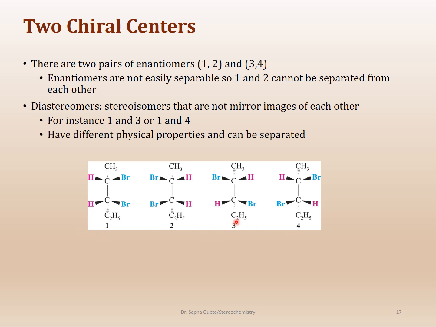However, 1 and 3 are diastereomers, 2 and 4 are diastereomers, 2 and 3 are diastereomers. That's the relationship between diastereomers, which means they're not mirror images of each other, but they're still related in some ways. So diastereomers are stereoisomers of the same compound, but not mirror images. The nice thing about diastereomers is that they have different physical properties and they can be separated out. Remember, we mentioned that enantiomers have exactly the same physical properties. You can't separate them out. It's very, very tough to separate enantiomers, but diastereomers have different physical properties. So it's actually a bit of an advantage to have diastereomers.